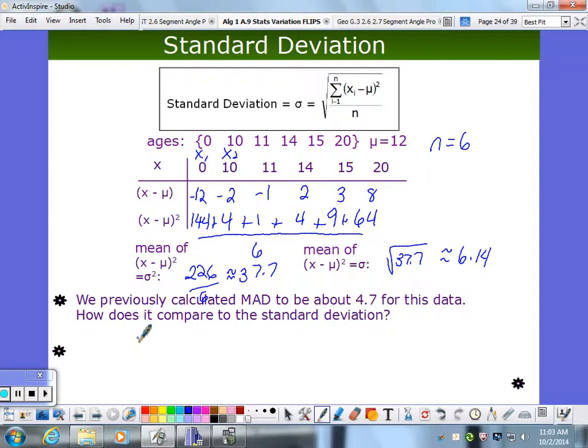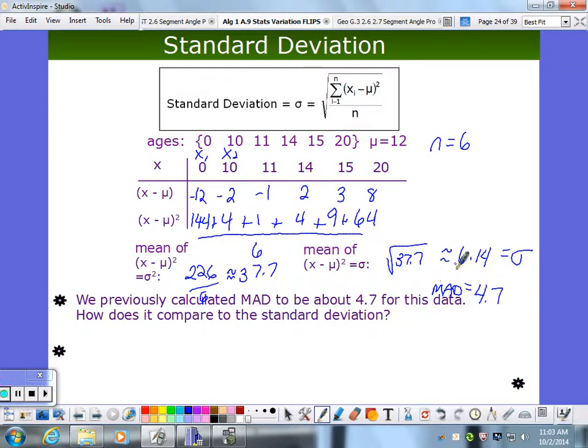Okay, so hang on here. Now, we actually did do this data already. These are the ages of those kids. Right here's the baby, 0, right? So we calculated MAD to be 4.7. Now, let's look at our MAD, and let's look at our standard deviation. What do you think about those numbers?